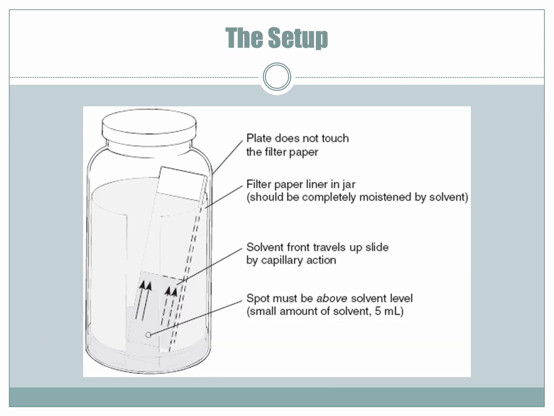So again, here's the setup. We spot our plate, we put it into the chamber. The chamber has a small pool at the bottom, but not too much to cover the plate. We have to have this piece of filter paper in there that's soaked by the solvent because it increases the surface area. And lastly, you have to cover the system so we keep all the gases in there.